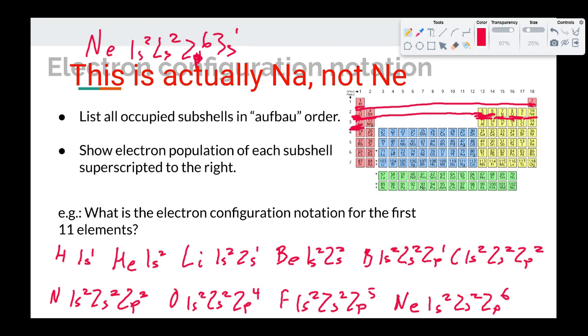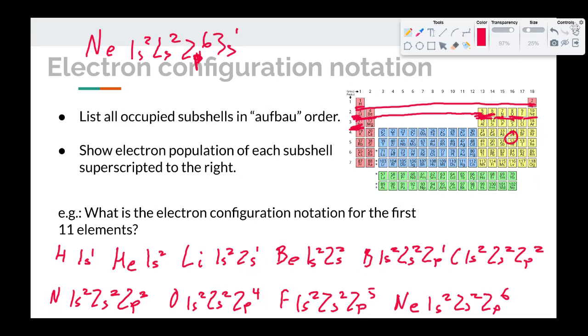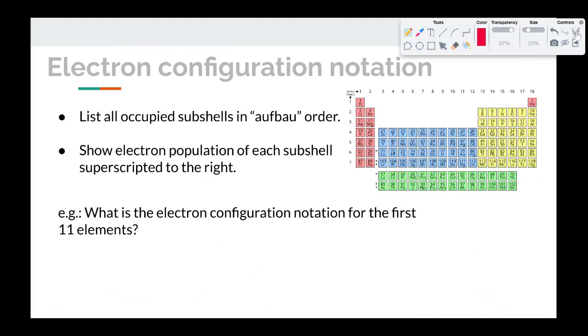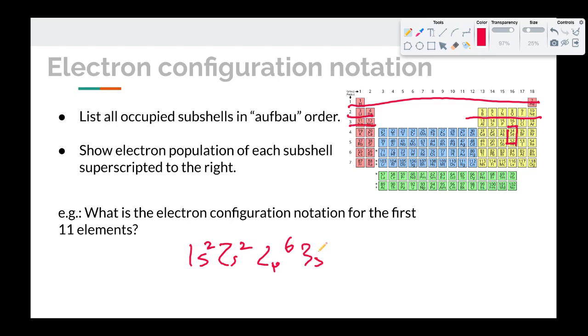So let's just grab a random one a little bit farther down. Let's do selenium, just for practice. Selenium's number 34. We're doing electron configuration for number 34. So on our way to 34, we're going to go through period 1, which is 1s, 1 and 2. Then period 2, 2s2, 2p6. Then period 3, 3s2, 3p6.